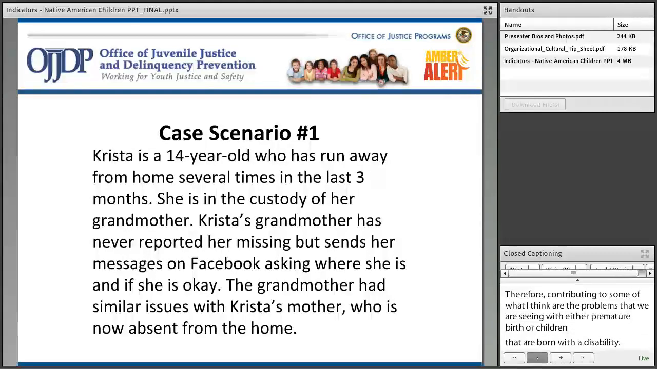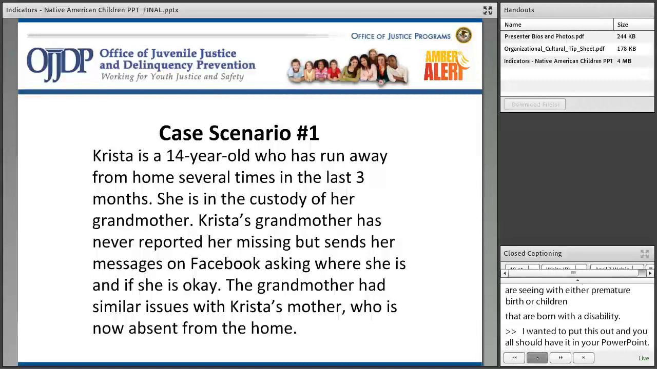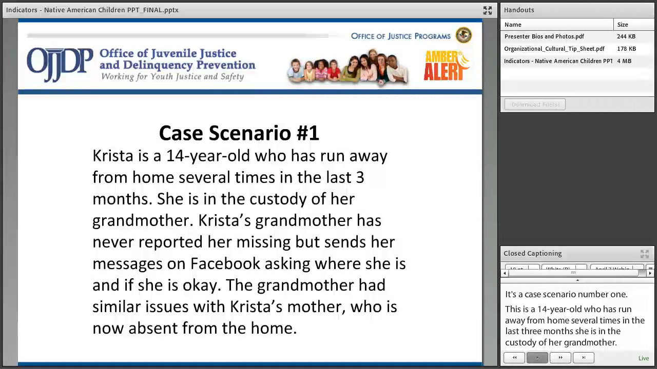So here, I just wanted to put this out, and you all have it. You should have it in your PowerPoint, if you do have it. It is case scenario number 1. Krista is a 14-year-old who has run away from home several times in the last 3 months. She is in the custody of her grandmother. Krista's grandmother has never reported her missing, but sends her messages on Facebook asking where she is and if she is okay. The grandmother had similar issues with Krista's mother, who is now absent from the home.